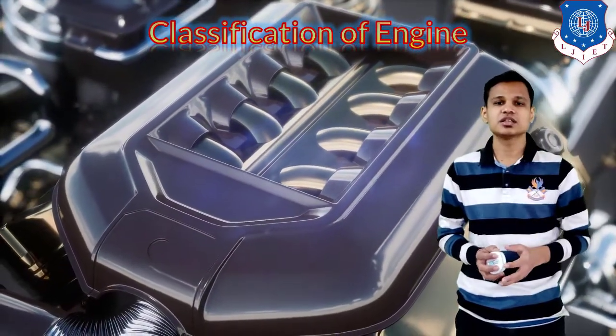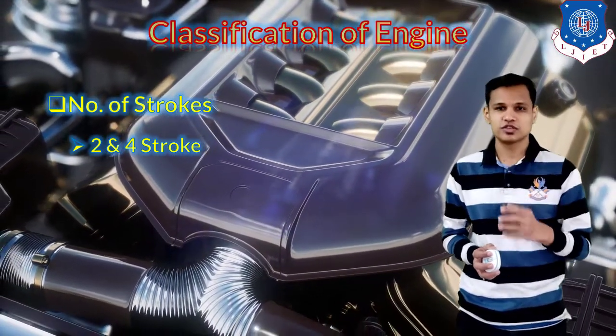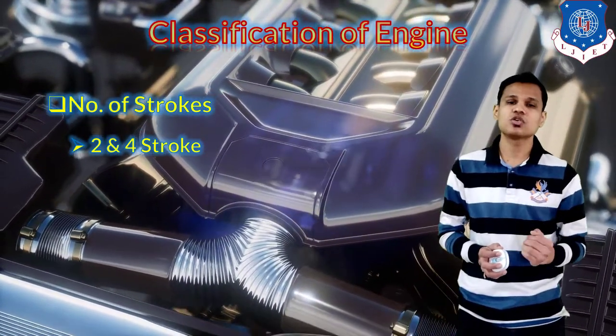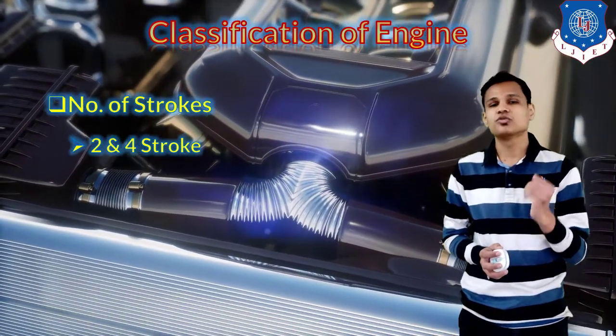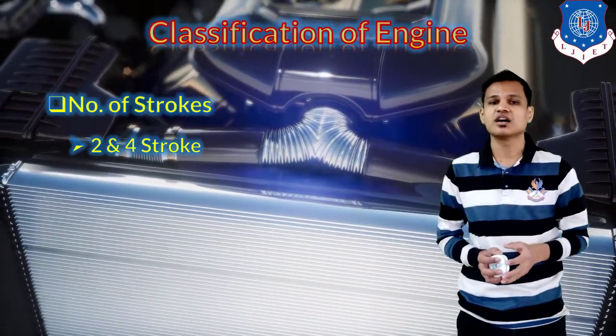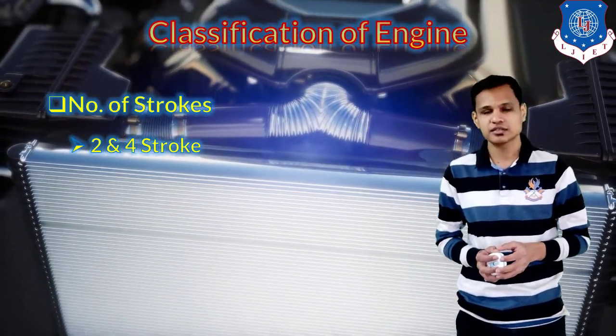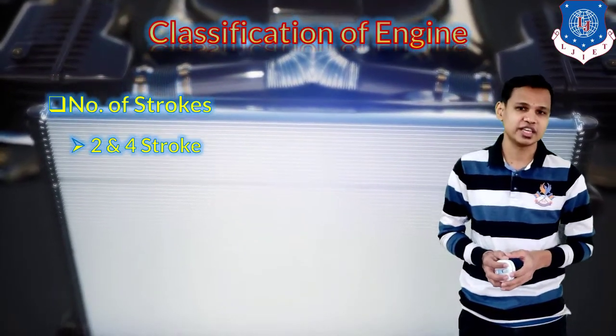The first classification of the engine is based on the number of strokes. There are only two options, the 2-stroke engine and the 4-stroke engine. It can either be 2-stroke, which was used in the earlier 2-wheelers, or 4-stroke, which is generally used in present-day vehicles.